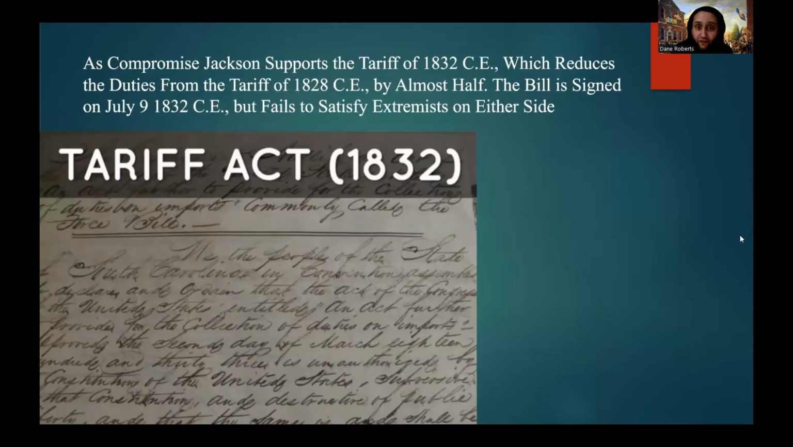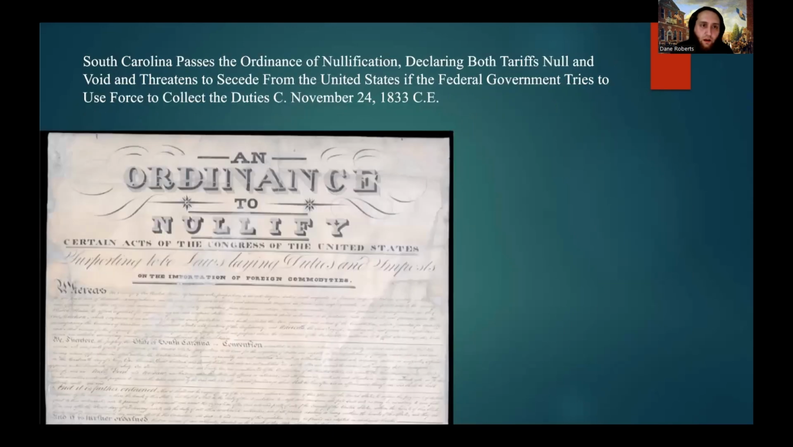As a compromise, Jackson would support another tariff, the Tariff of 1832 CE, which reduced the duties and taxes from the Tariff of 1828 CE by almost half. And he signed this bill on July 9th, 1832 CE. But this tariff failed to satisfy extremists on either side of the political spectrum. Afterwards, South Carolina would, on November 24th, 1833 CE, pass the Ordinance of Nullification, declaring both tariffs null and void, and would then threaten to secede from the United States if the federal government tried to use force to collect the duties, to collect the taxes from the tariffs.